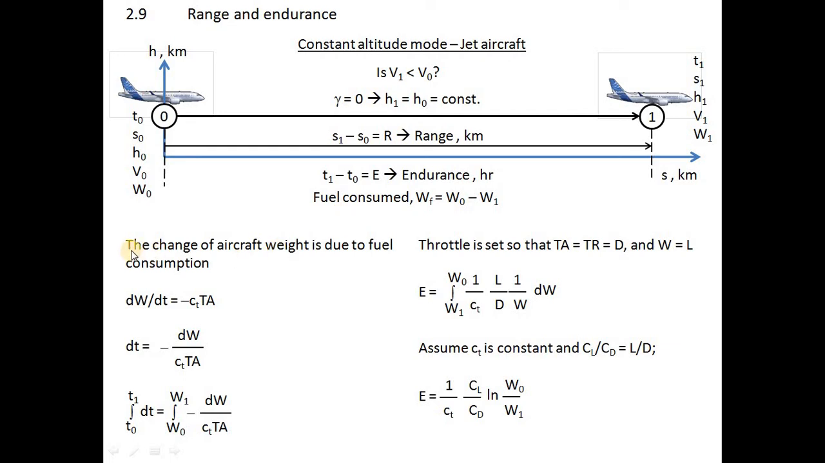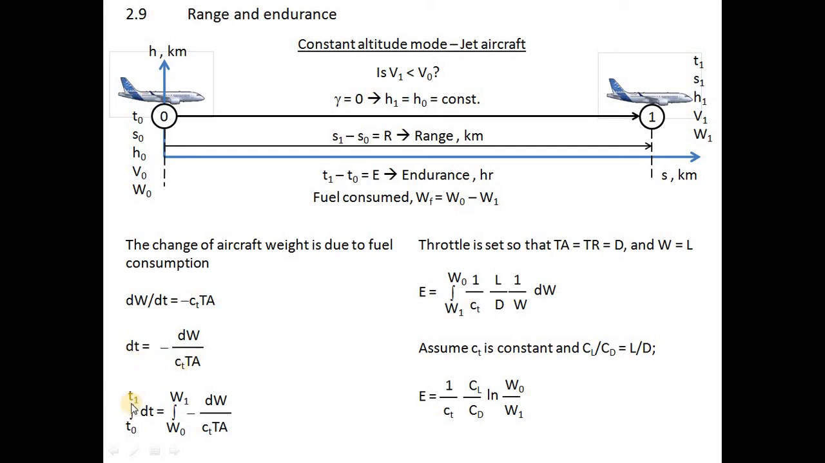So let's look at the first one. The change of aircraft weight is due to fuel consumption. So aircraft weight is changing because of fuel consumption. As time is increased, your weight changes. So dW over dt is equal to the negative CT times thrust available, where CT is thrust specific fuel consumption, TSFC, times thrust available. You rearrange this, it will become something like this. Now, will thrust available be maintained? Yes or no? Let's find out.